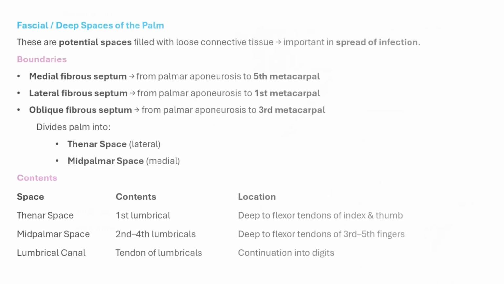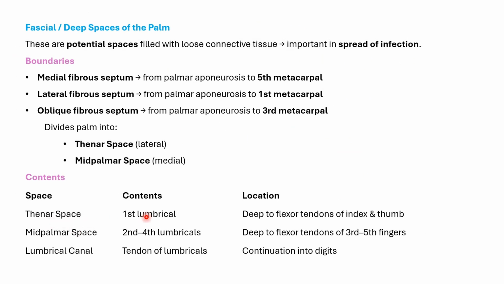The thenar space contains the first lumbrical and is located deep to the flexor tendons of the index finger and thumb. The mid palmar space contains the second to fourth lumbricals and is located deep to the flexor tendons of the third to fifth fingers. And the lumbrical canal contains the tendon of the lumbricals and is a continuation into the digits.